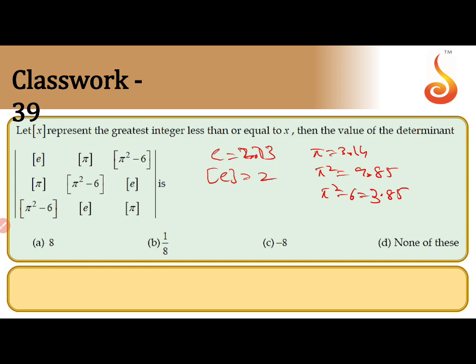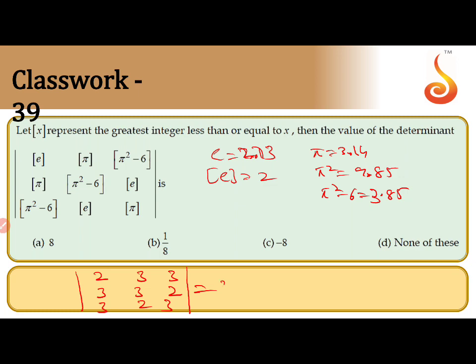In this case, in the determinant, the step of 2.73 is 2. Step of 3.14 is 3. Step of pi square minus 6, which is 3.85, is 3. Now the second row is 3, 3, 2, and the third row is 3, 2, 3. So find the value of the determinant, and that gives the answer. I hope you understand. So the determinant is 2, 3, 3; 3, 3, 2; 3, 2, 3.